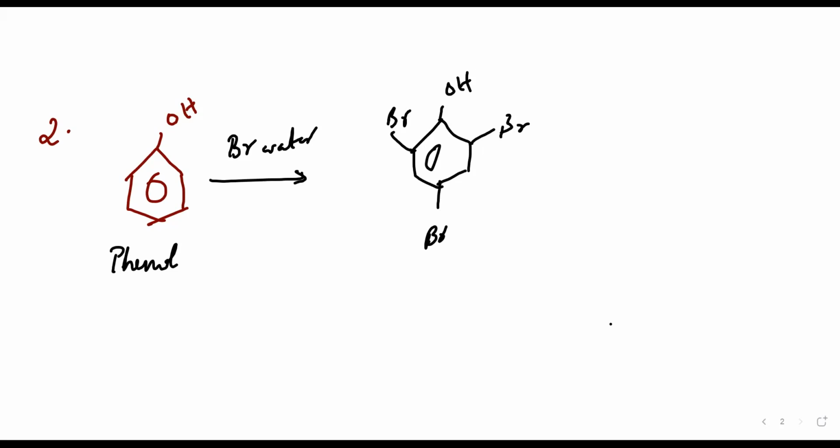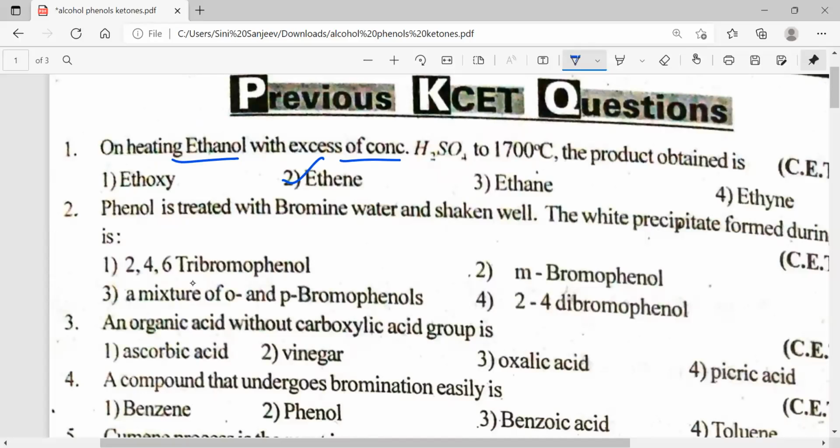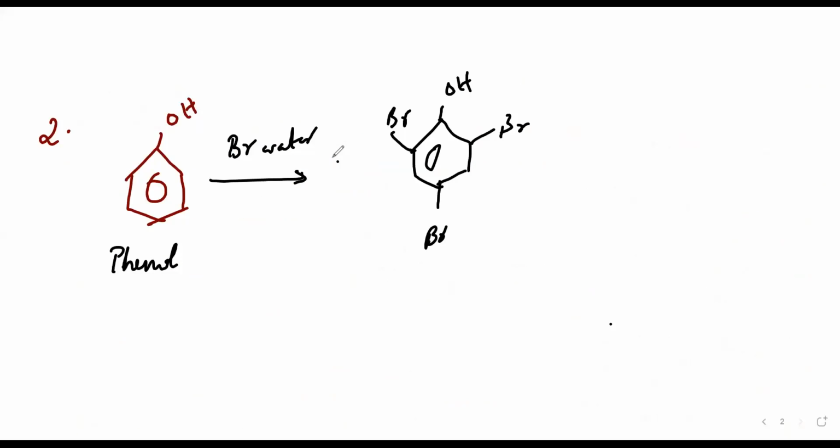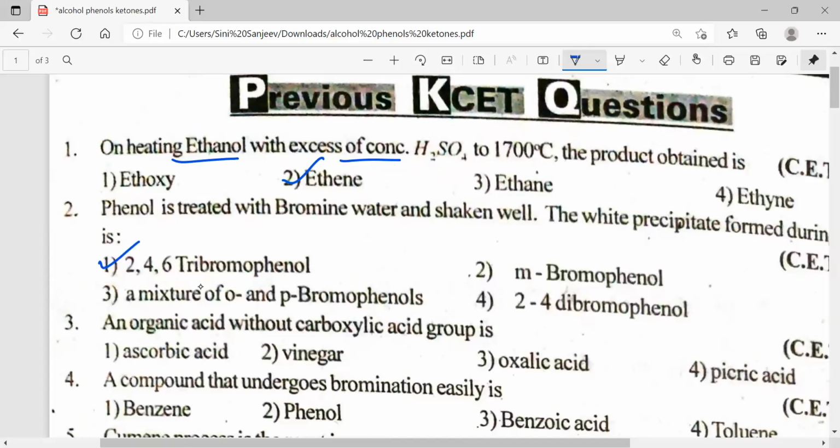So what are the options given? 2,4,6-tribromophenol, m-bromophenol, a mixture of ortho and para bromophenol, and 2,4-dibromophenol. So totally we got three bromines. This is again a direct question. So what is the answer? Option A, because it is having tribromophenol. So without even naming it, we can mark option one as the answer: 2, 4, 6.